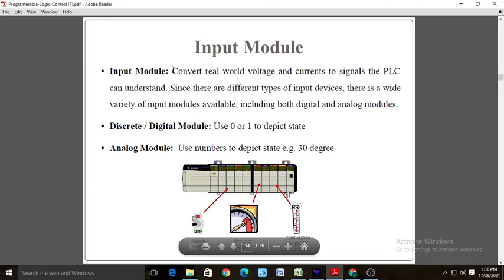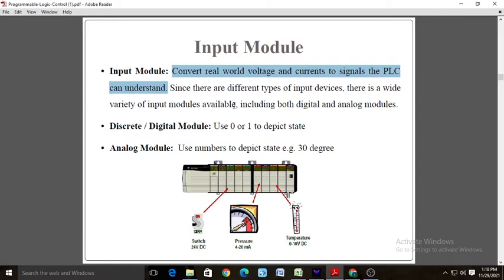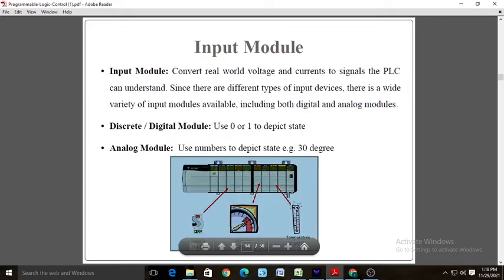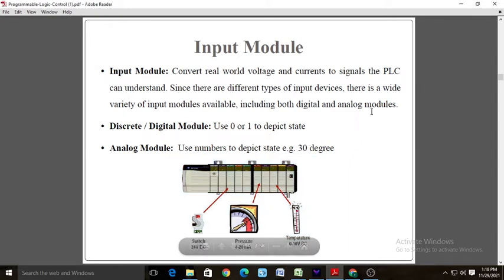The input module converts real world voltage into a signal the PLC can understand. Since there are different types of input devices, a wide variety of input modules are available, including both digital and analog modules. In the case of an analog module, a continuous signal is present. In this image, if an input with a needle and scale is provided, then it is an analog module because there is a continuous signal.